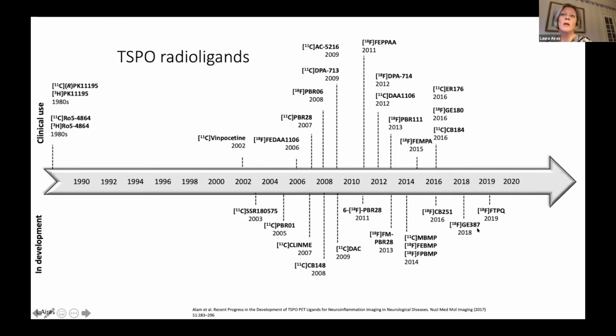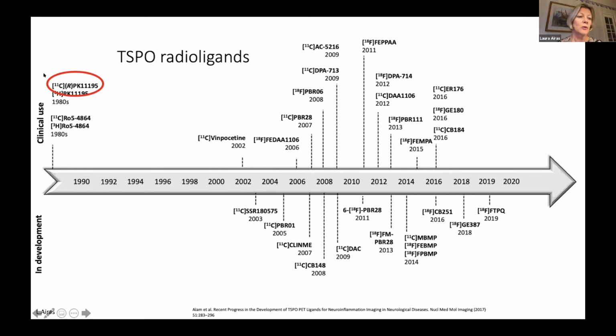Okay, so here's the timeline of TSPO binding radioligand development. The first TSPO binding radioligands were developed already in the 80s. And one of these, the PK11195, is still in use. So it's a carbon-11 labeled ligand, and it has been used in most PET studies performed in MS.